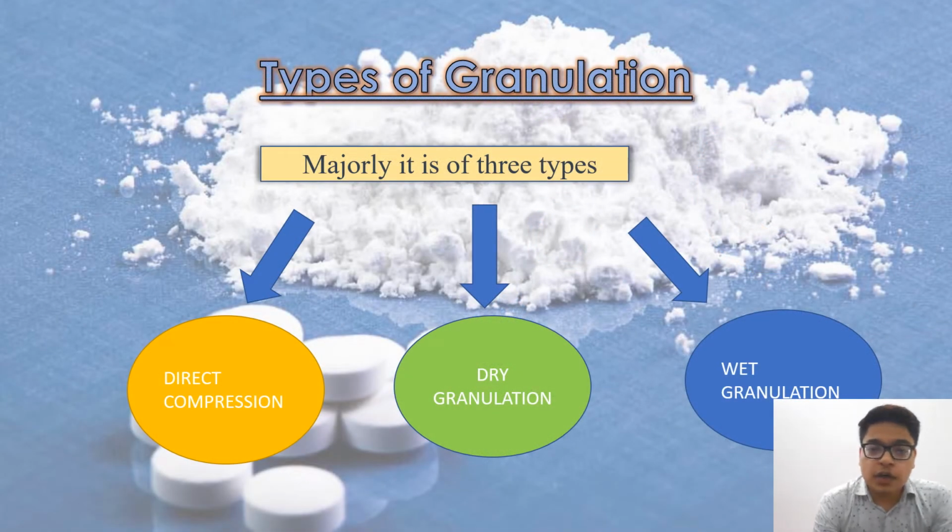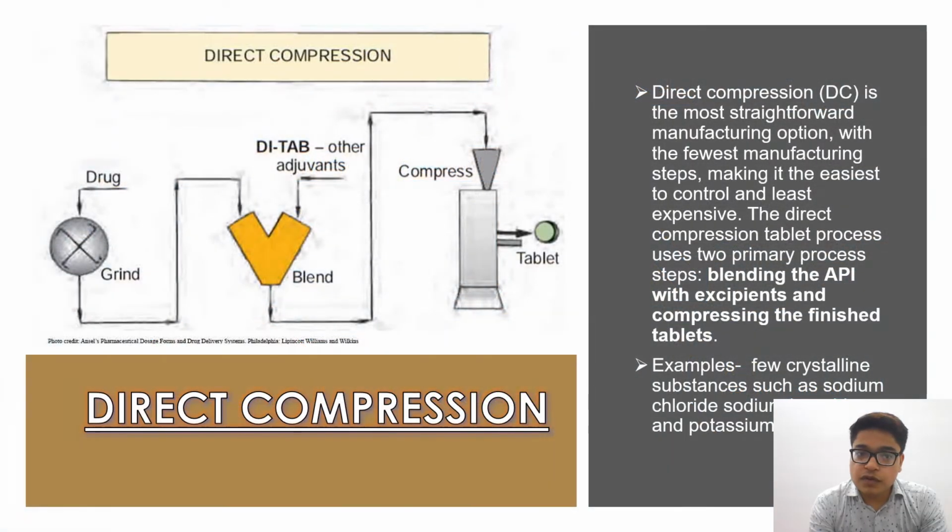Now, what are the types of granulation? Granulation is basically of three types. First is direct compression, then dry granulation, and wet granulation. First, we talk about direct compression.